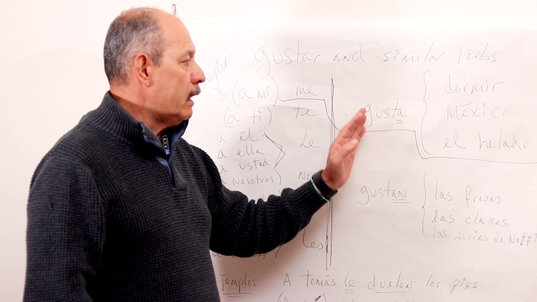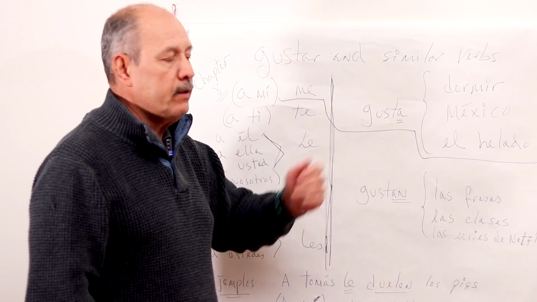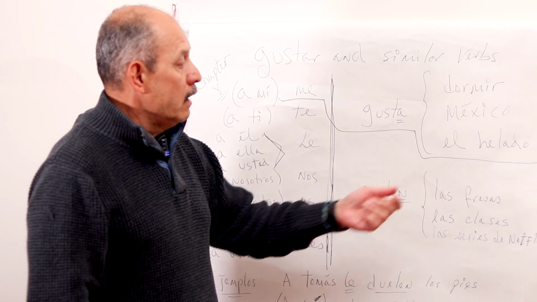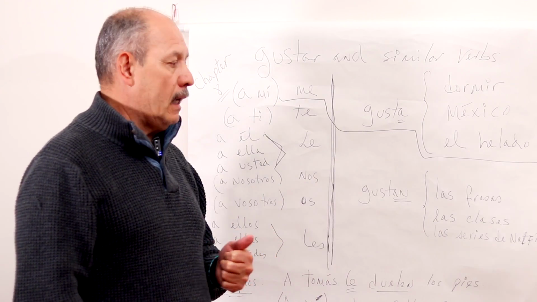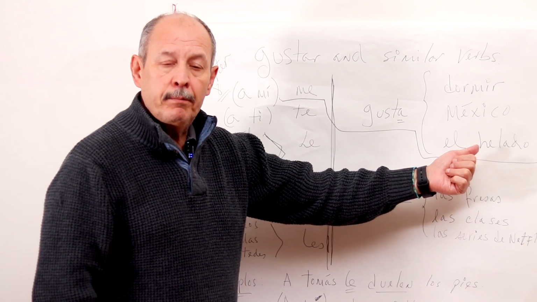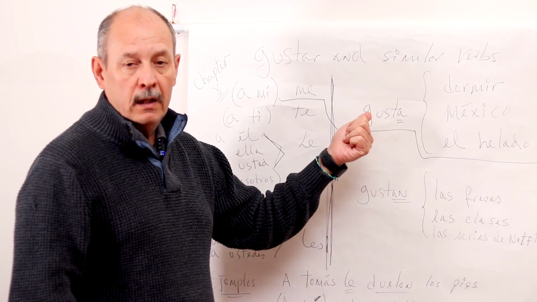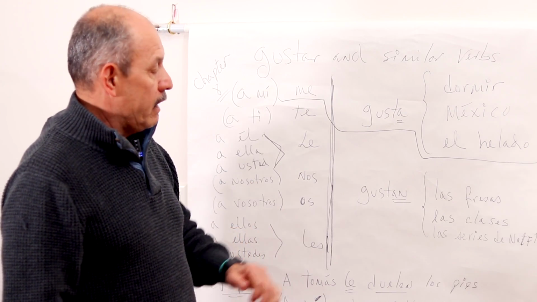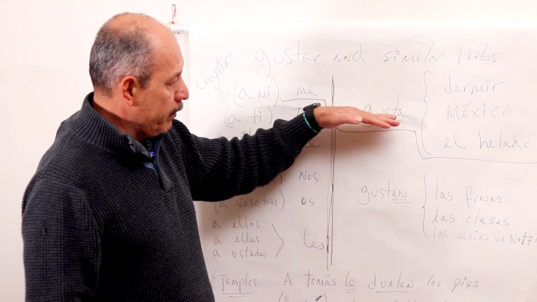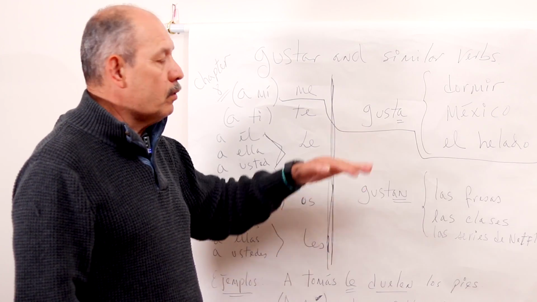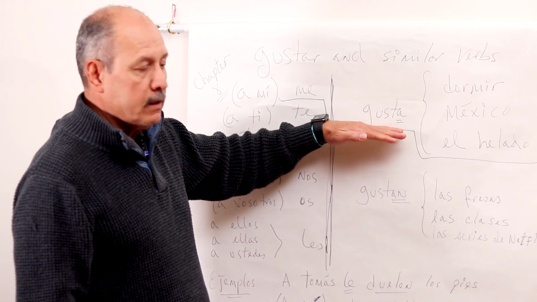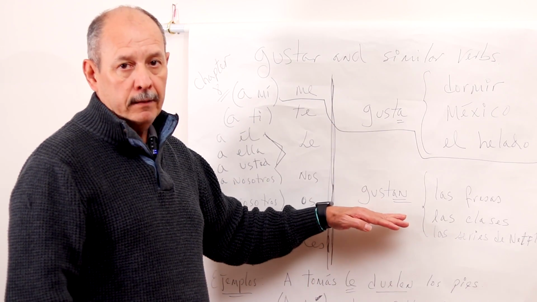Now, why gusta el helado? Why is the conjugation in third person singular? Because el helado is acting like a third person subject that is forcing the conjugation into singular. Here, if you notice on this improvised board, we only have two conjugations. We have third person singular and third person plural, right?